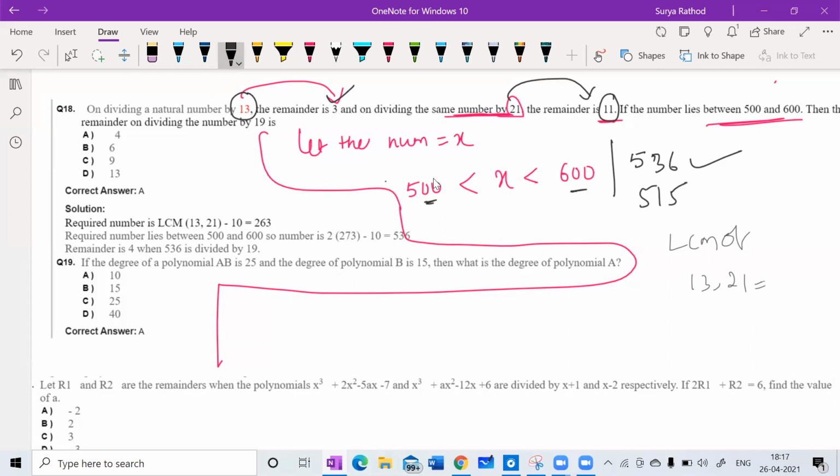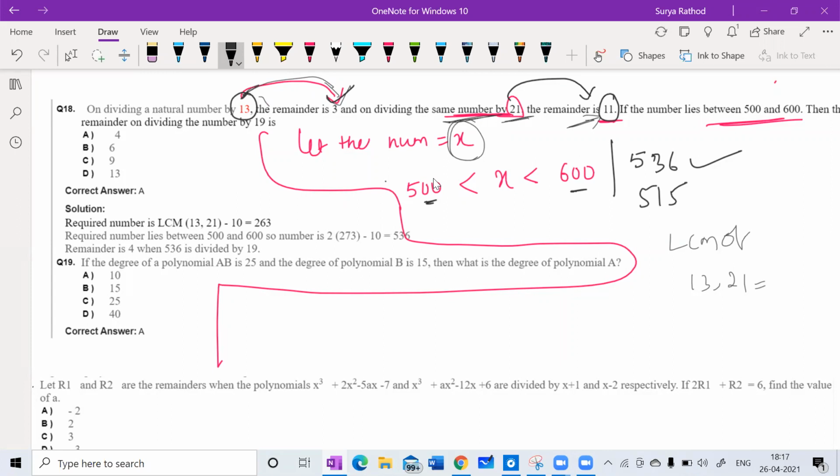After this, look at this here. On dividing by 13, we are leaving a remainder 3. The same number, if you are dividing x with 21, it is giving me 11 as a remainder. All right, 11 as a remainder. Now, how can we approach? You just tell me, after taking LCM, how can I go with this? Anyone of you? See, someone has told, I know that. Who's that?